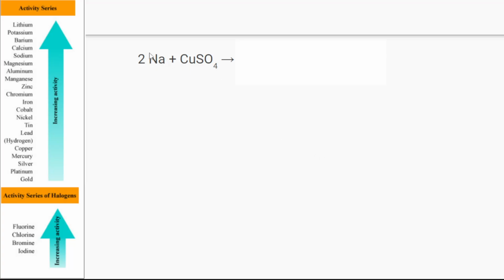So we look at our element, and I see, in this case, sodium is a metal, so we use the top part. Sodium is up here toward the top. It's going to replace another metal, which is copper. Copper's down here toward the bottom. So sodium plus copper. Since sodium is more reactive, that does happen. We write the formula Na2SO4 because we had to swap and drop to write the formula for an ionic compound.